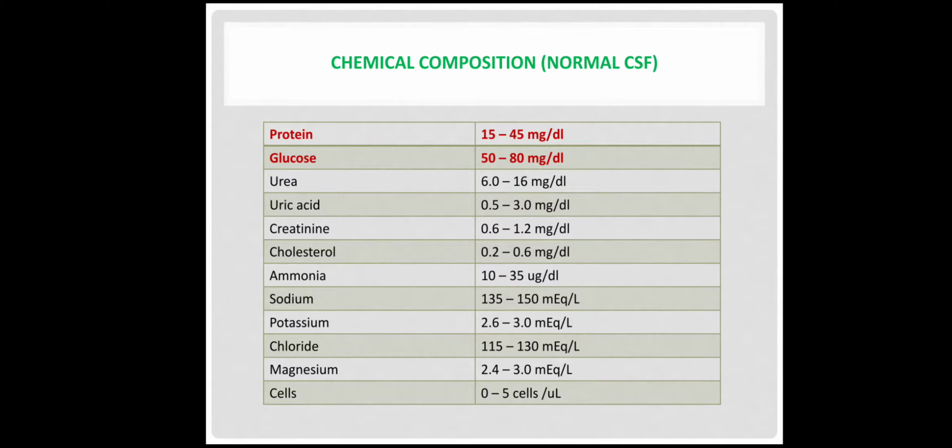Now regarding the chemical composition of CSF, these are the various constituents of a normal CSF. Most important are protein and glucose. So you need to know the values of normal protein in CSF, which is 15 to 45 milligram per deciliter, and normal glucose concentration of CSF, which is 50 to 80 milligram per deciliter. And these are the other constituents like urea, uric acid, creatinine, cholesterol, ammonia, sodium, potassium, chloride, magnesium, and the cellular components.